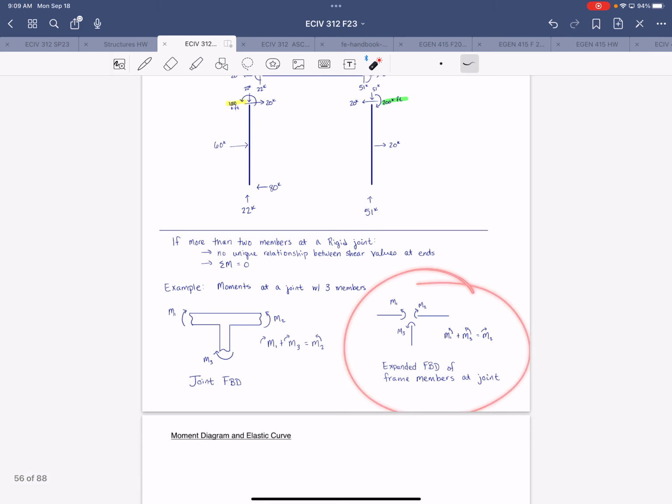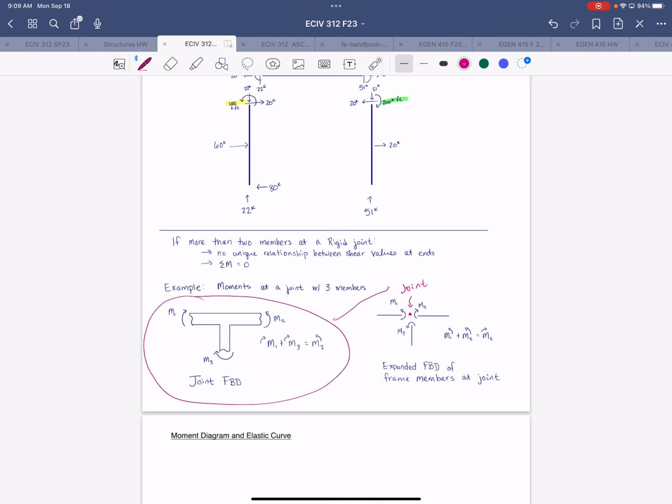So over here on the right, we're really looking at the expanded free body diagram of frame members at a joint. So the moments that are shown here are the end moments of members. So a joint would be located in the middle there. And then if we wanted to blow that joint up, it would look like this. So over here we have the same moments just applied in the opposite direction at that joint. And so here you have the rigid joint that maintains 90 degrees.